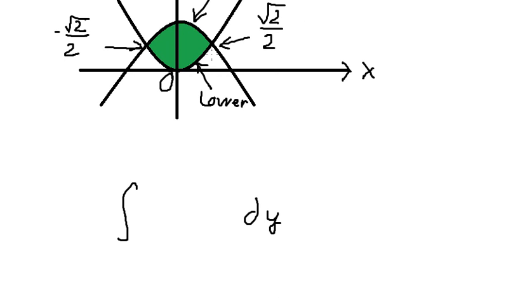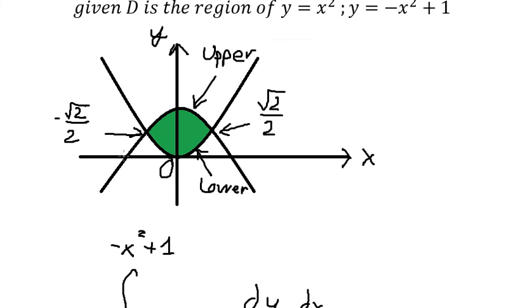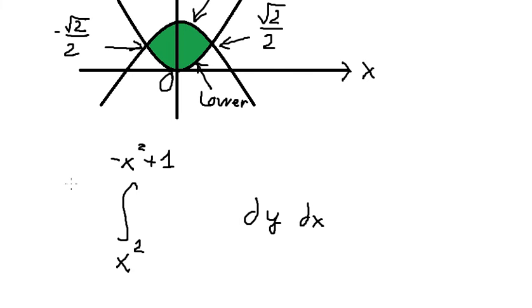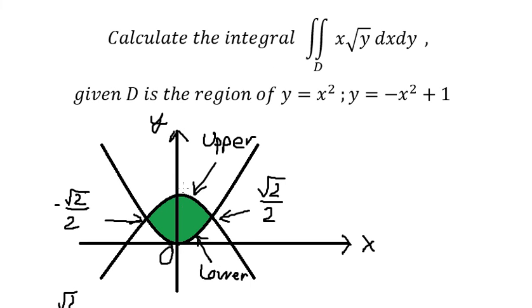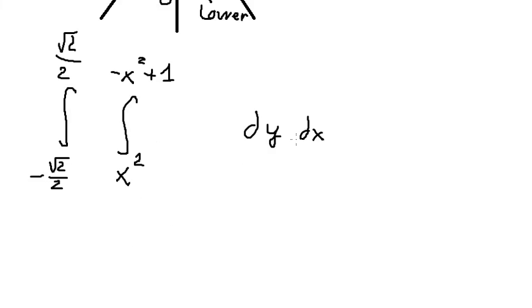So the lower we need to write first. That's this one, x squared. And the upper, that's negative x squared plus 1. About the x, we see that x is between negative the square root of 2 over 2 and the square root of 2 over 2. So that should be in here. So the function I will put in here.